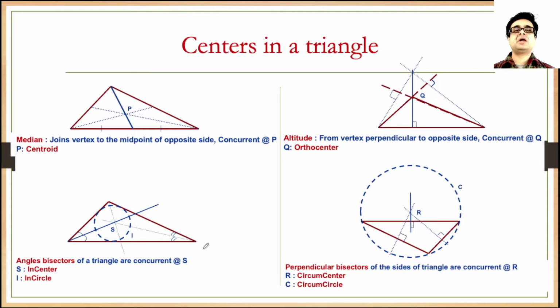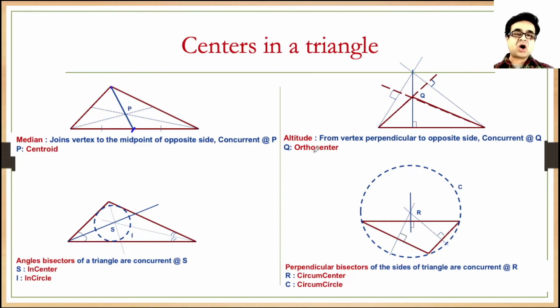All of these four lines have very important properties, and the most important thing about them is that when you draw these lines out in a triangle, they always meet at a certain point. And each of these points has a different name. The median is the line that joins the vertex to the midpoint of the opposite line. When you draw the three medians, they meet at a point, and that point is called a centroid.